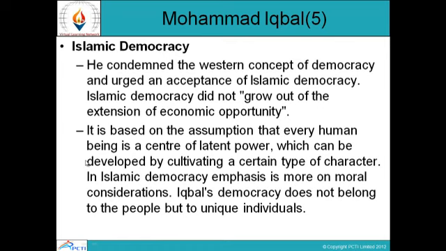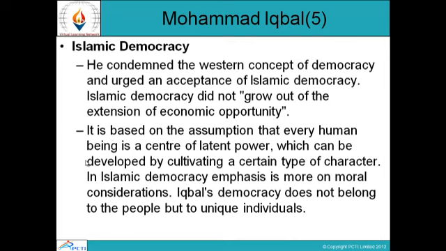Islamic democracy. He condemned the Western concept of democracy and urged an acceptance of Islamic democracy. Islamic democracy has to be accepted. Islamic democracy did not grow out of the extension of economic opportunities. It was not based upon materialism or economic opportunity, but simply love and compassion.